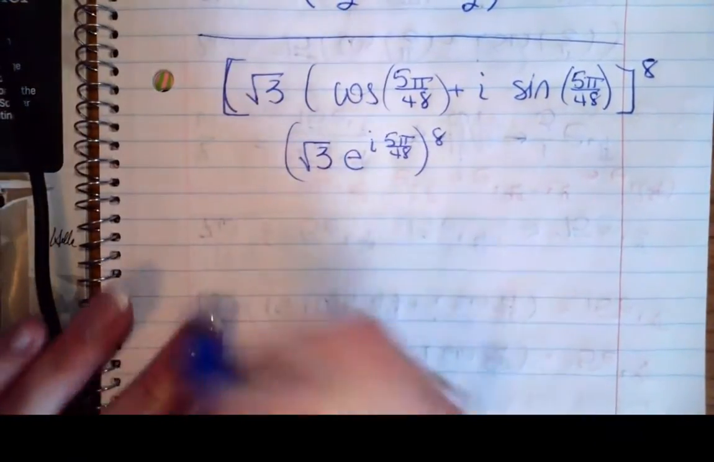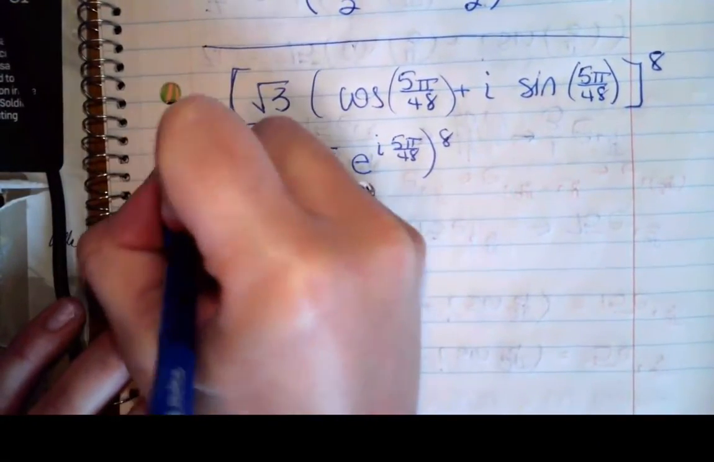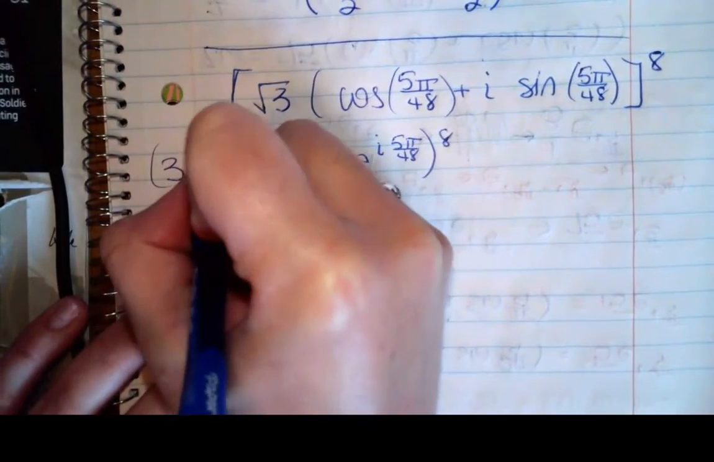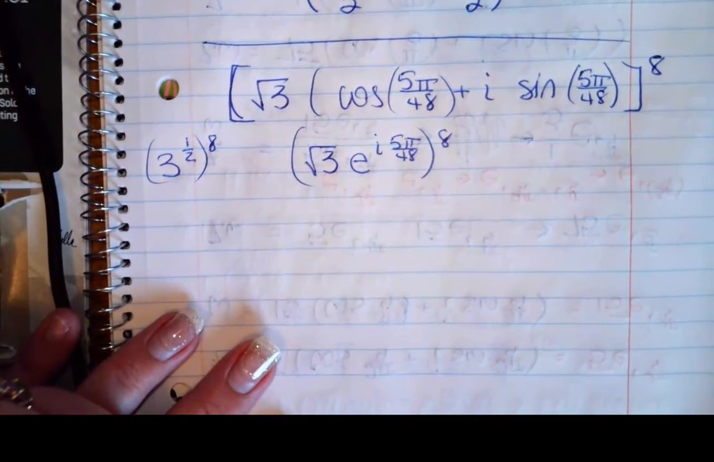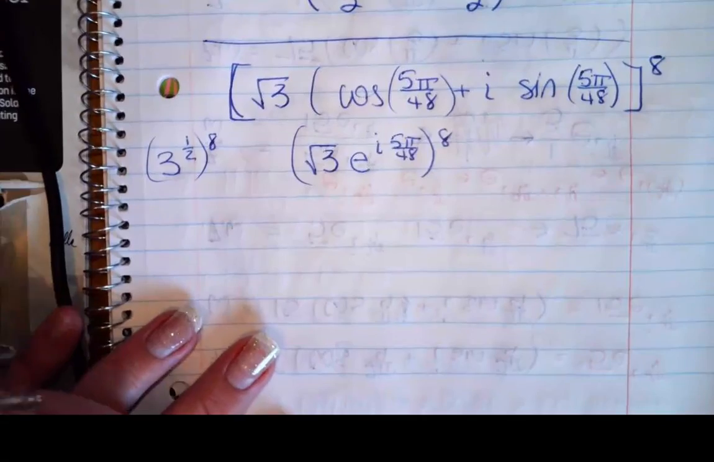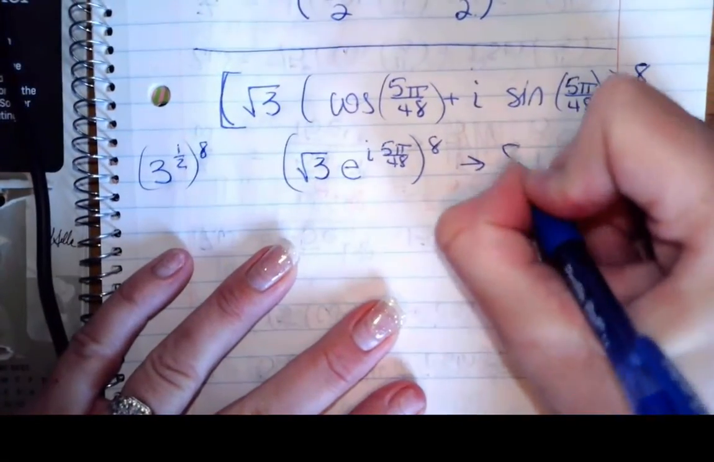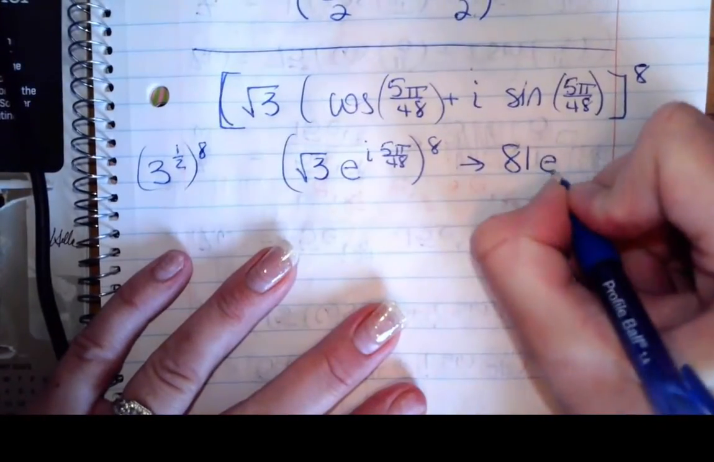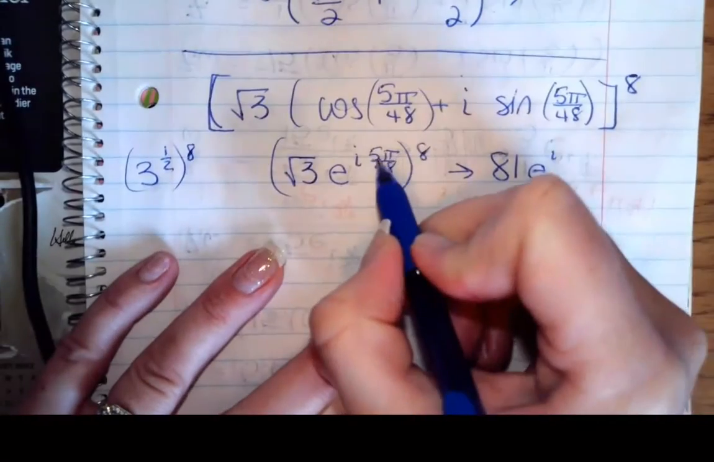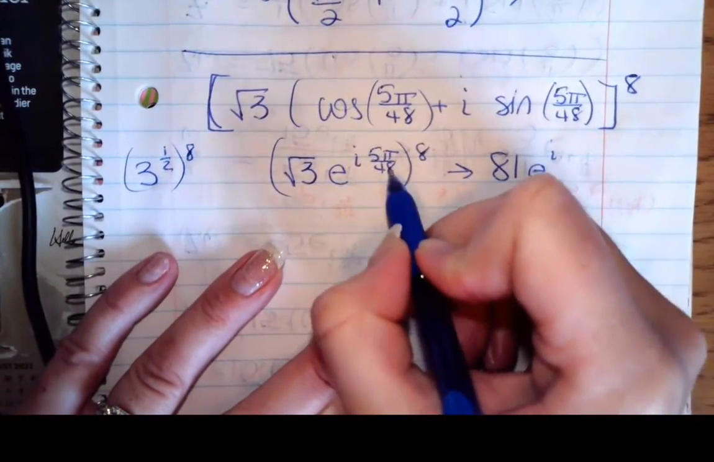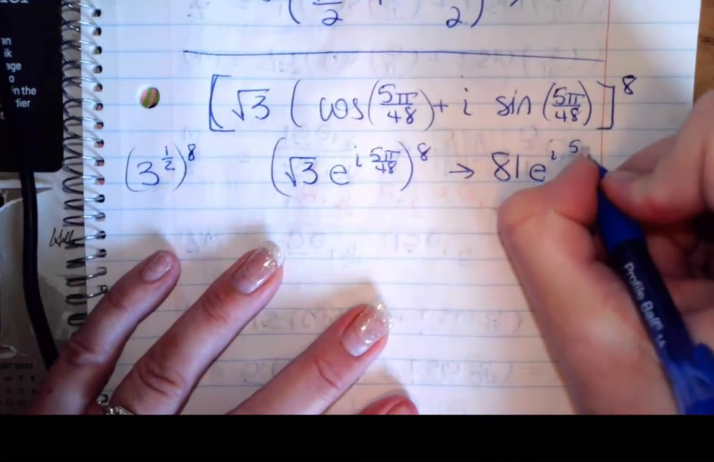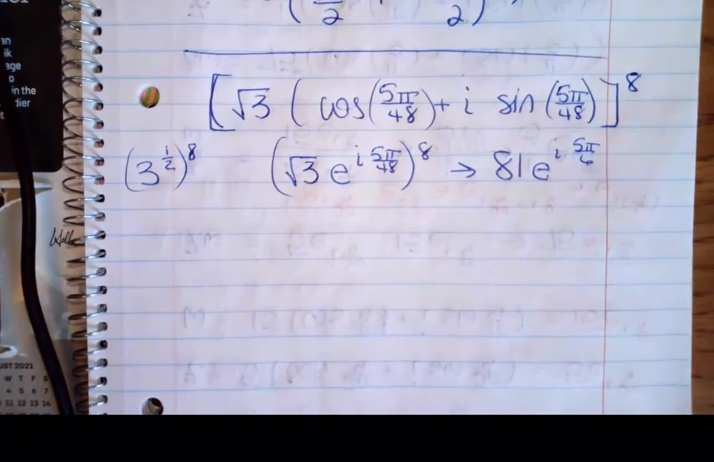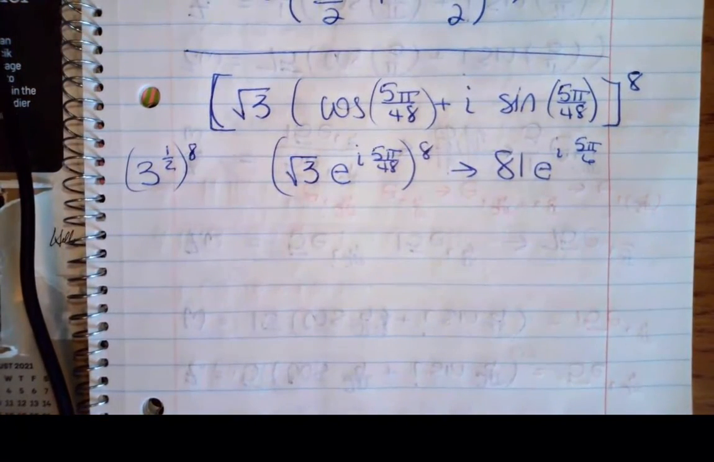So side note, root 3 can be rewritten as 3 to the 1/2, to the 8th power. So that's actually 3 to the 4th, and 3 to the 4th is 81. So that gives me 81 e to the i, and then my 5 pi over 48 is going to reduce with that 8 to be 5 pi over 6. Okay, so I've got 81 e to the i 5 pi over 6.